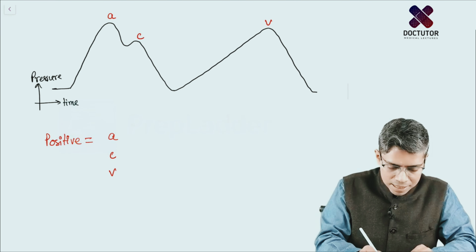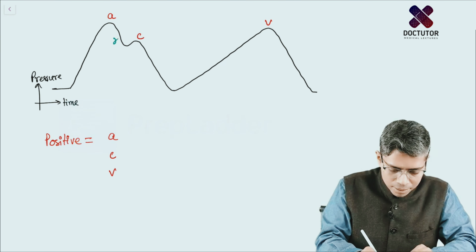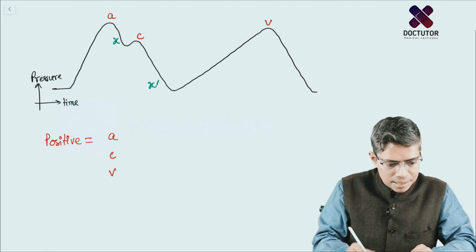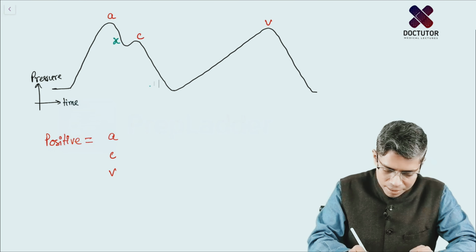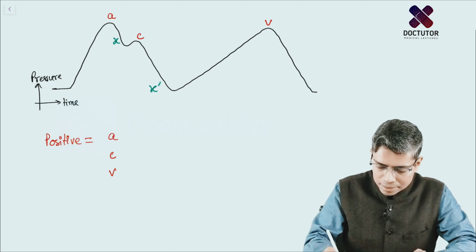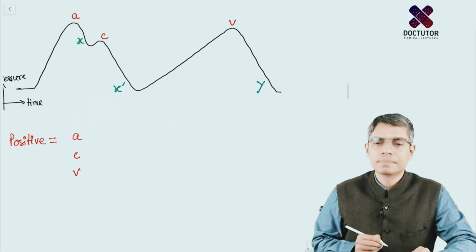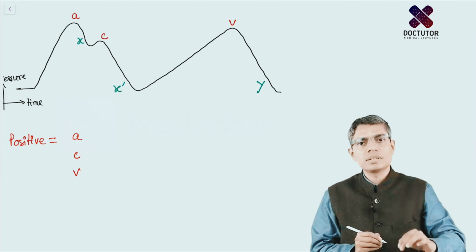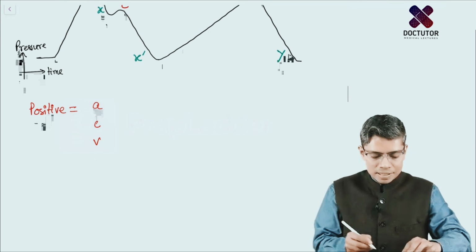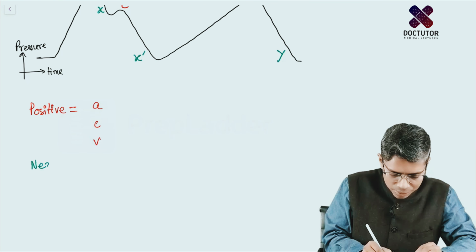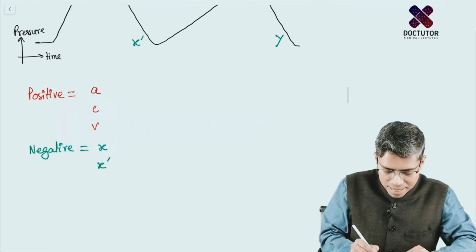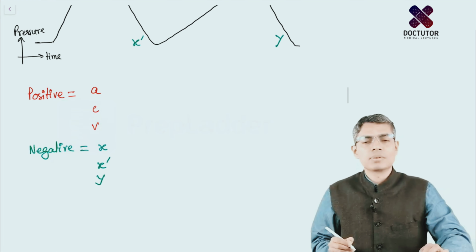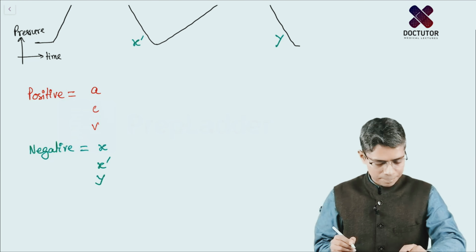And then you are also getting some negative waves, like here this is X, then this is X dash, and sorry, this X dash I should write clearly, this is X dash, and then this is the Y descent, right? So when the waves are going towards a lower direction, that is the negative wave or descent. So I am writing here, these are the negative waves. They are X, X dash and Y. Negative waves are also known as descending waves, right?